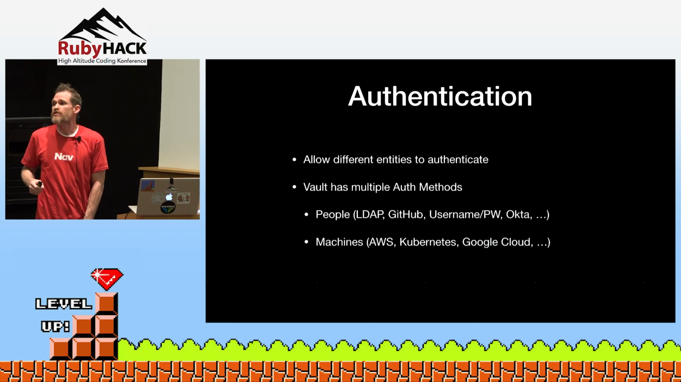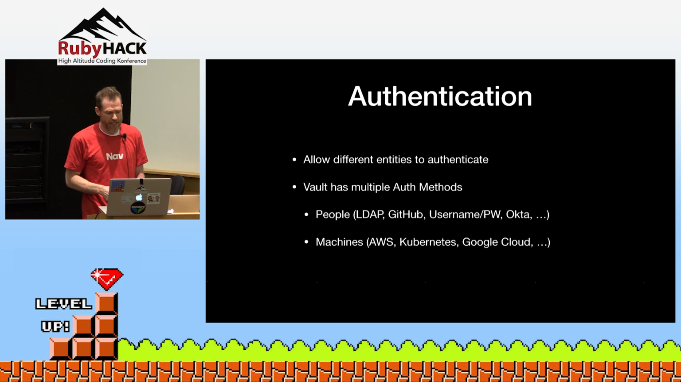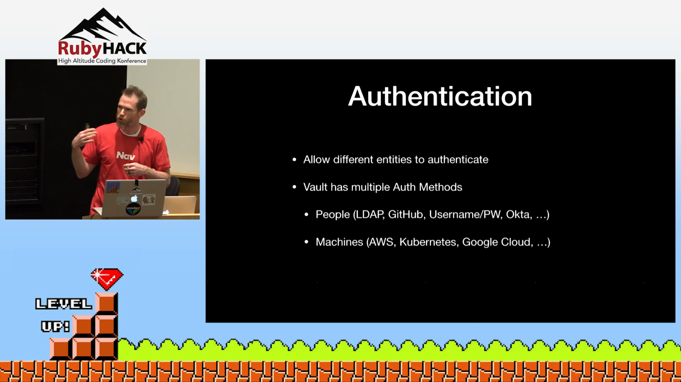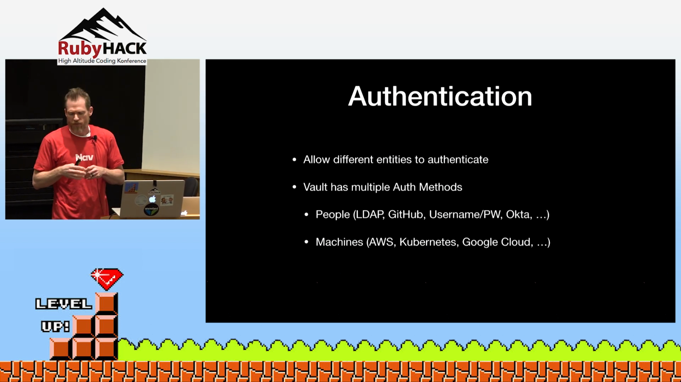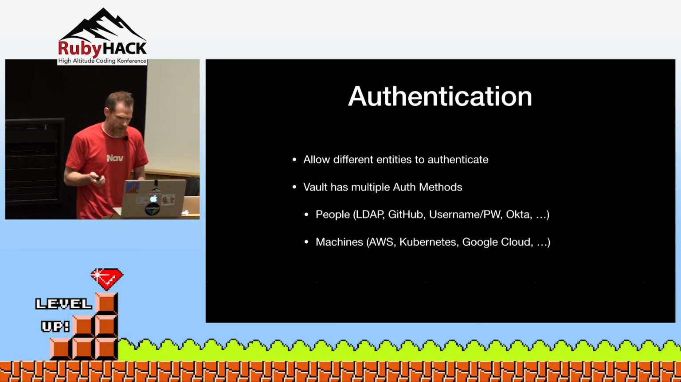Another type of entity that needs to authenticate with Vault are machines. So your services that are running. For this, again, Vault has authentication methods for AWS, Kubernetes, Google Cloud, and also a number of others. So, different authentication methods for different types of entities.